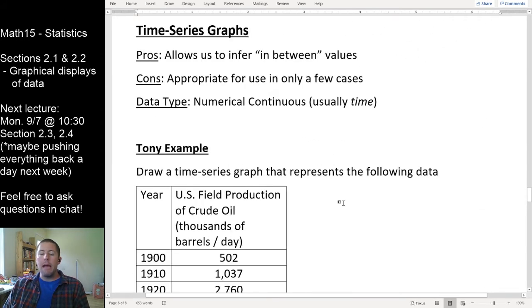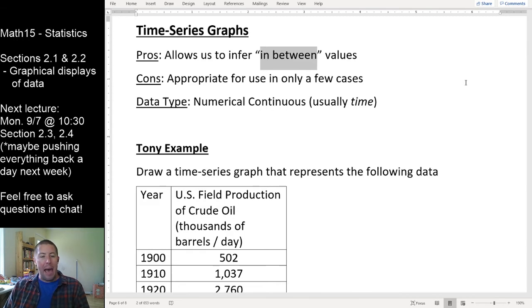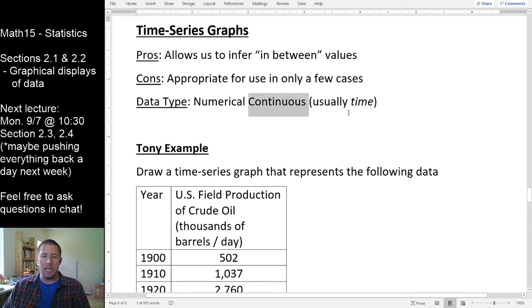So this brings us on to time series graphs. Time series graphs are good because they allow us to do that thing that I wanted to do earlier that we couldn't. It allows us to infer data points that exist between data points that we have. I think that was a bad thing for us to do in the how many times did a parent have to remind their child situation, because we can't have in-between data points in that set. However, if our data is continuous, which almost all time data is, always measured continuously, then it makes more sense for us to interpret in between.